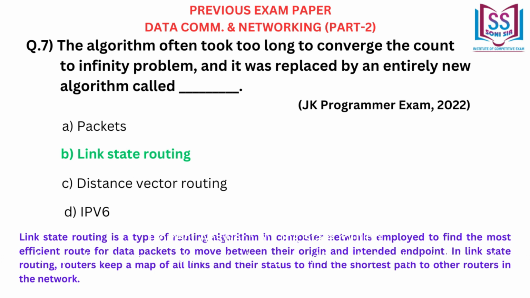Link state routing. Link state routing is a type of routing algorithm in computer networks employed to find the most efficient route for data packets to move between their origin and intended endpoint. In link state routing, routers keep a map of all links and their status to find the shortest path to other routers in the network.